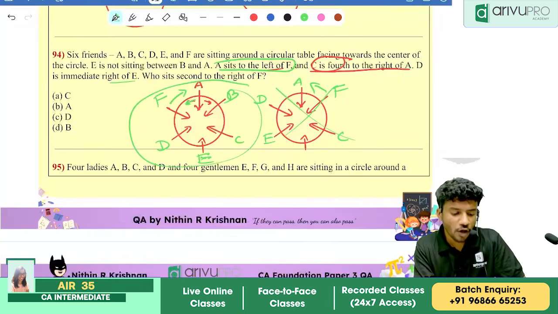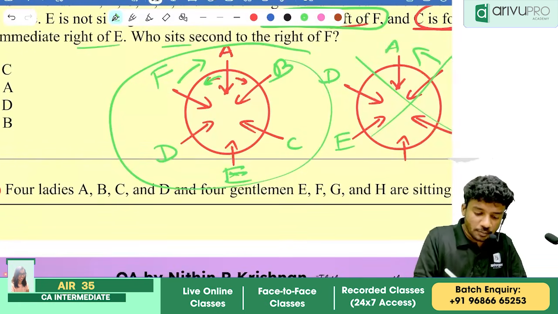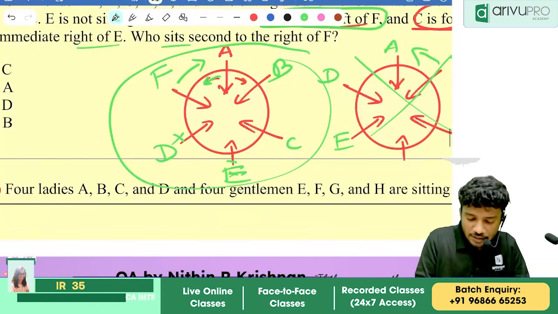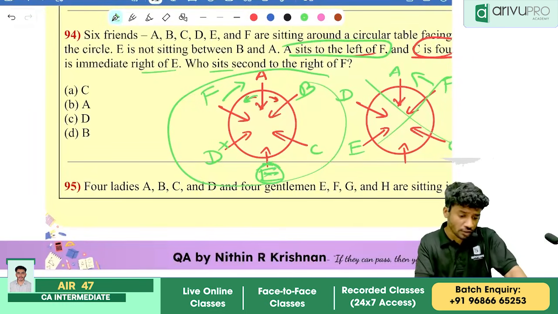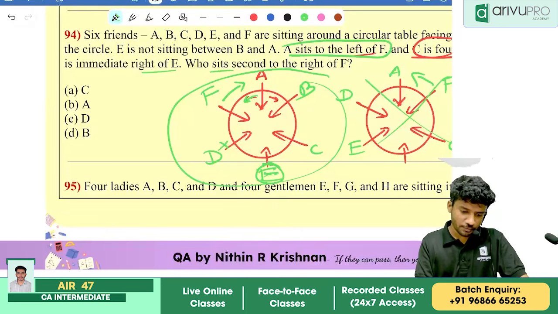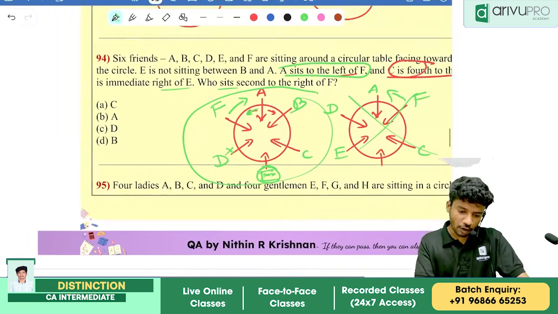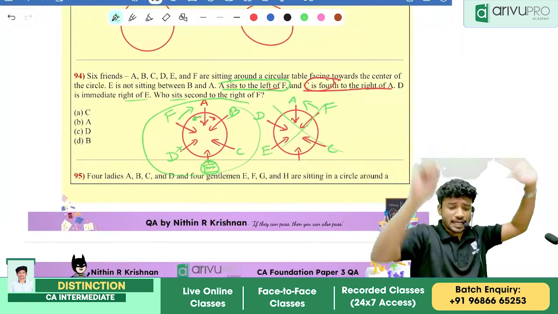First question is, who sits second to the right of F? Second to the right means this is first to the right, this is second to the right. Answer is what, people? E. Which option is there? Where we went wrong? Our picture is correct, right? Let me check. Oh, one more thing. We will learn that also right now.